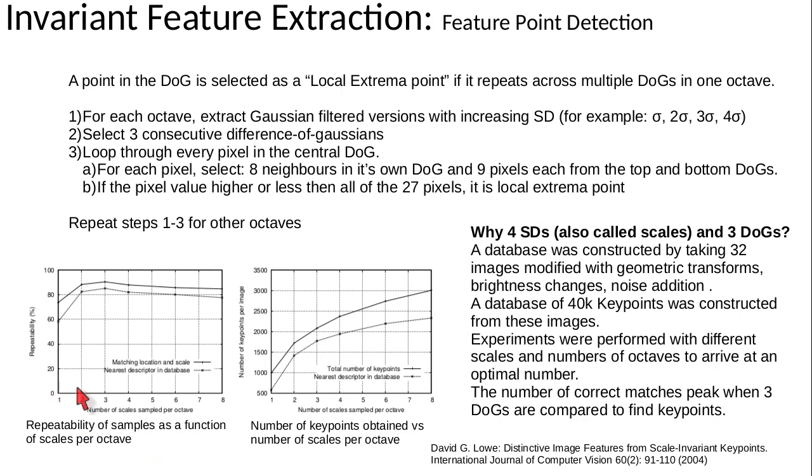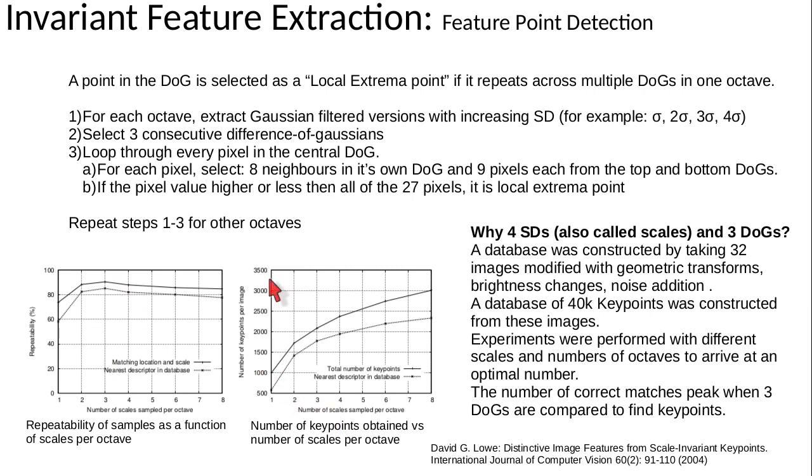So for instance, this graph shows the number of scales, or the number of standard deviations, that were sampled for every image octave, and the number of points that were correctly matched in this database. And it's seen that the number peaks when we get to 3 scales. So when we select image points or local extrema points after analyzing 3 standard deviations or 3 difference of Gaussians, we obtain good matches.